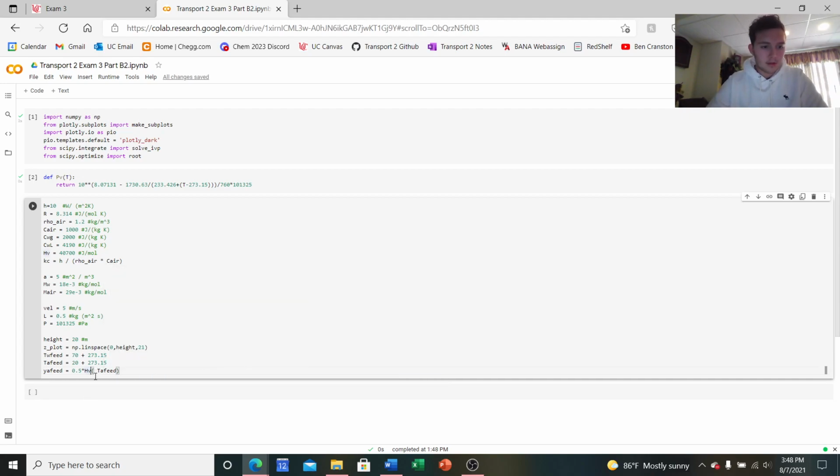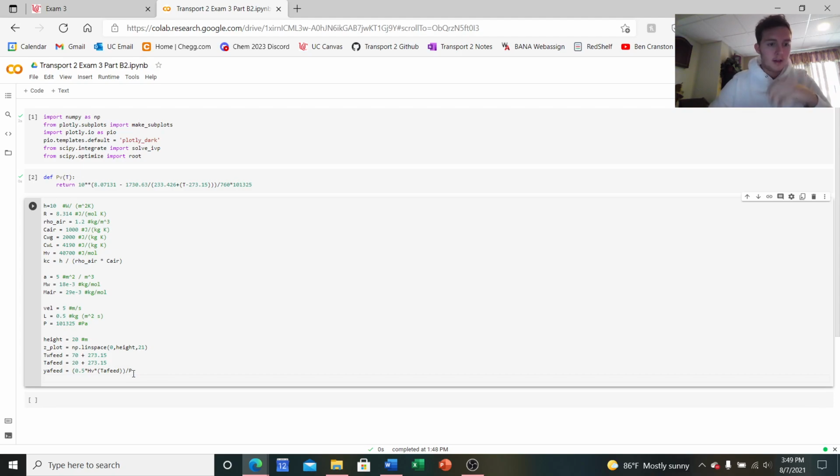Let me clean this up. Yeah, so now it's called TA feed. And so now we need to do that, and then we can also divide that whole numerator, where I'm going to add another set of parentheses, and we're going to divide this whole thing by the total pressure, which is 101,325. Not PA. So that's how we're going to find the mole fraction of our Y feed.